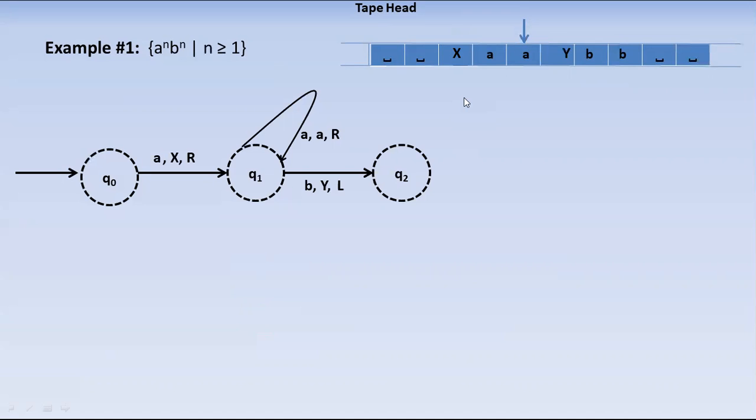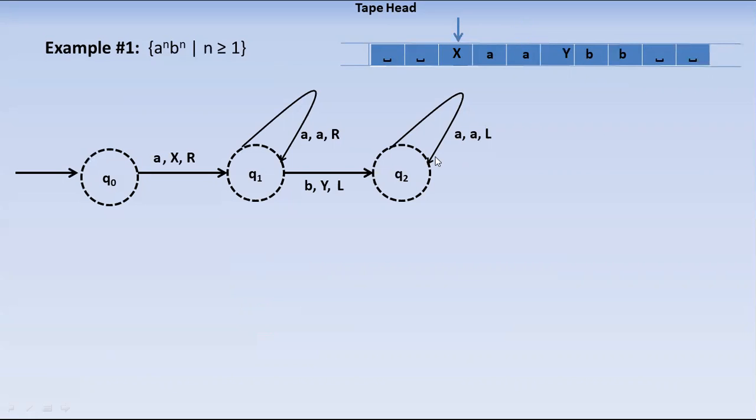We draw the loop such that if we find A, then we replace it with A and then we move towards the left. So this is the process that we have to do. So finally, what do we do? We reach state X.